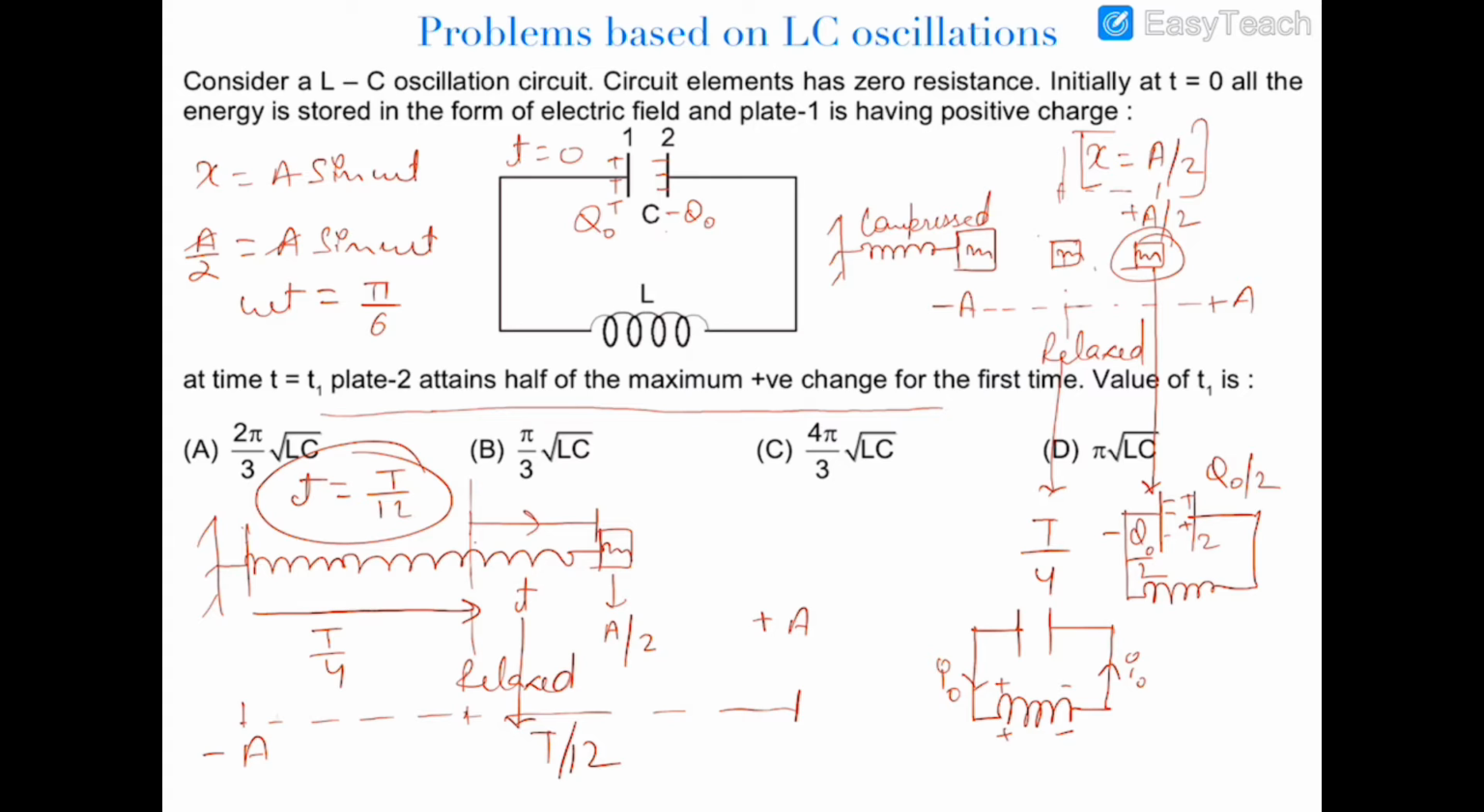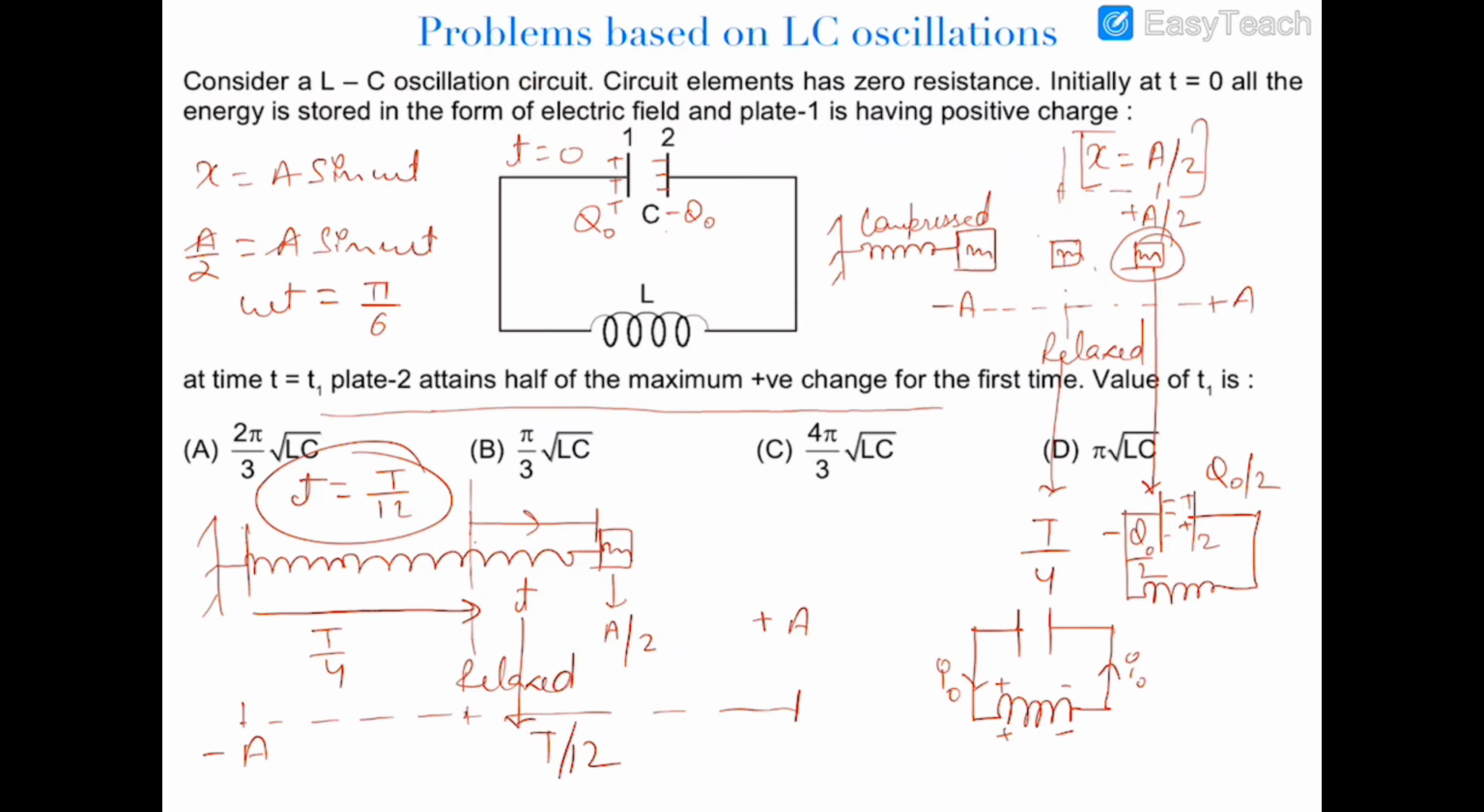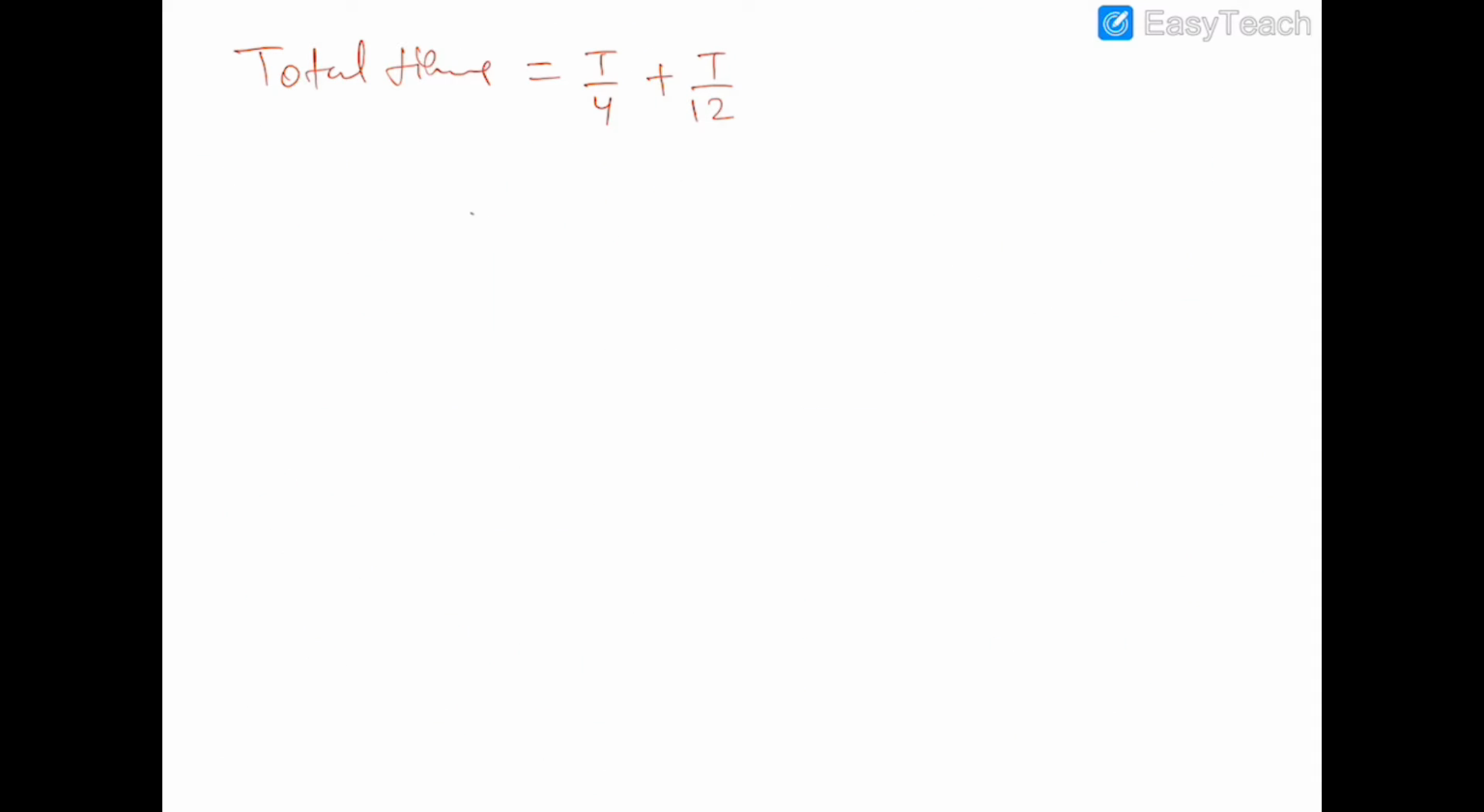So the total time, I am writing it on the next page, will be equal to T by 4 plus T by 12. This time plus this time. So this will be 3T plus T over 12, which is T by 3.